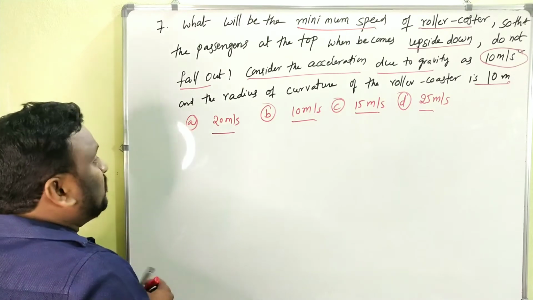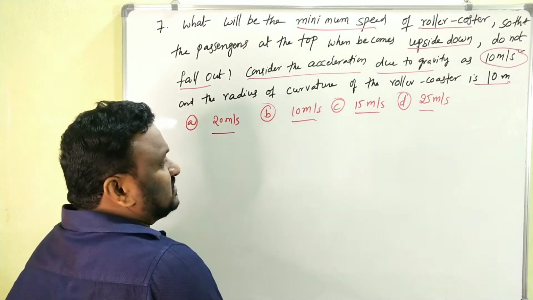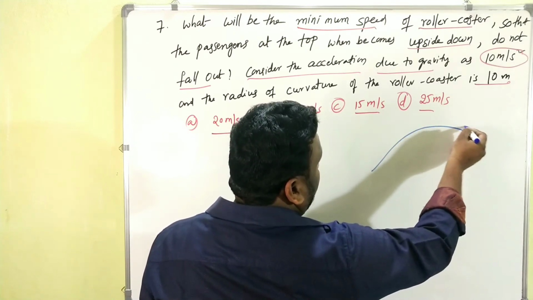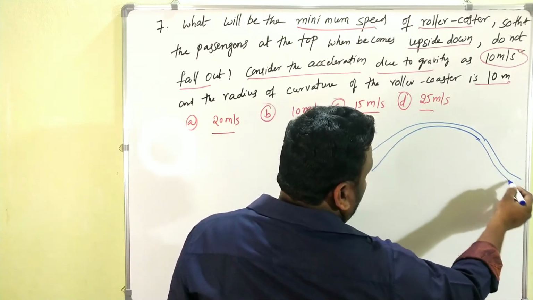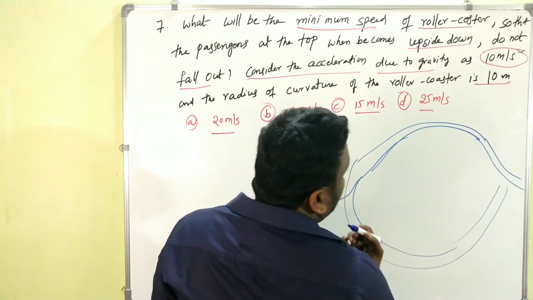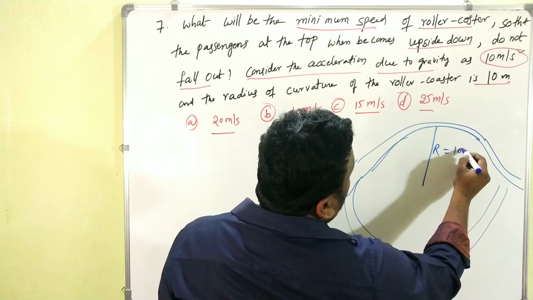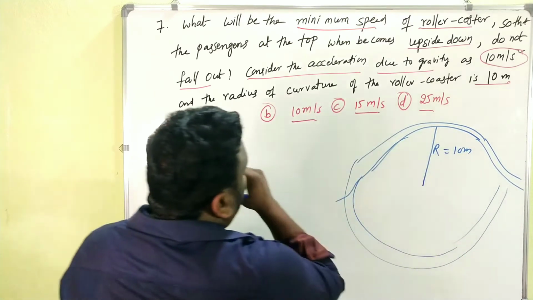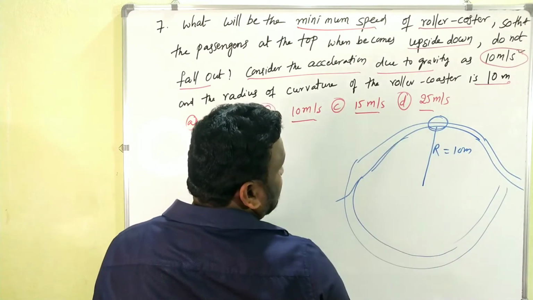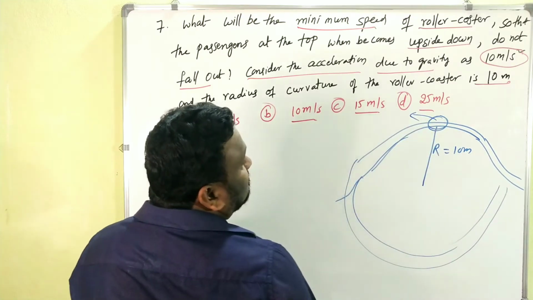Here you already have an idea about the roller coaster. It is found in Wonderla, Ramoji Film City, and many other places. The track may be in any shape, and it comes down and falls like this. For this condition, the radius is given as 10 meters and the g value is 10 meter per second square. When the passengers are at this place, they must maintain some minimum speed so that they do not come out from that position.